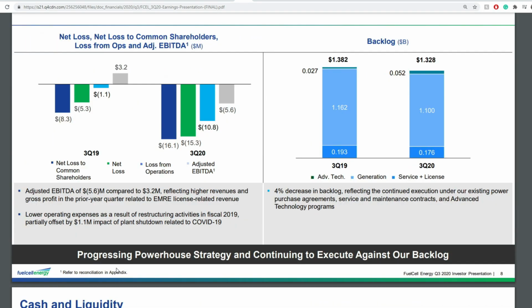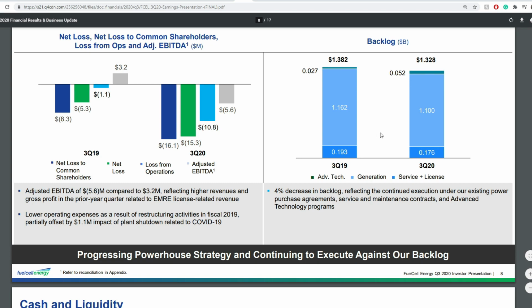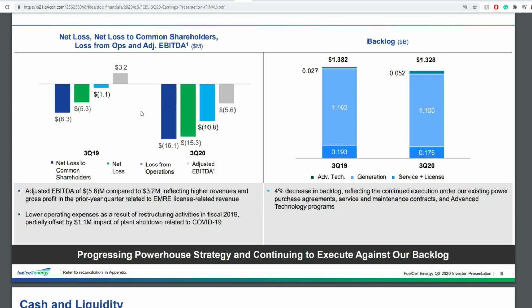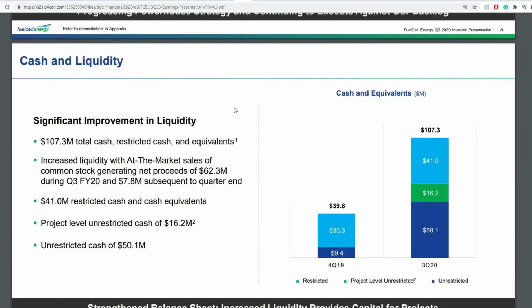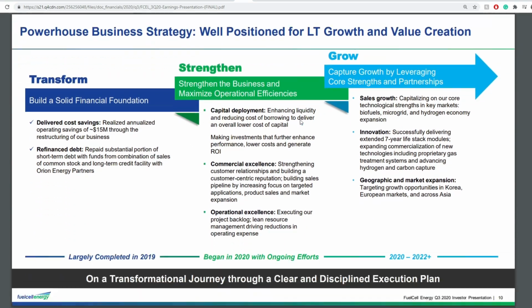So moving on, we can get to see in terms of the backlog here, they do have just a little bit less backlog than the one from 2019. In terms of different things like net loss, it doesn't look good on paper for 2020, but you have to keep in mind that $10 million going towards the license or from the licensing. Significant improvement in liquidity. They have around $107.3 million in total cash. Unrestricted cash of around $51.1 million. $41.0 million restricted cash and cash equivalents. And that kind of gives us a little bit of an insight in terms of the cash.